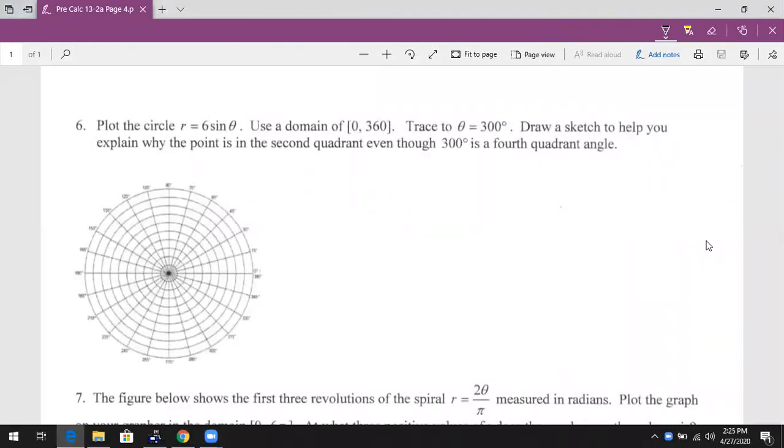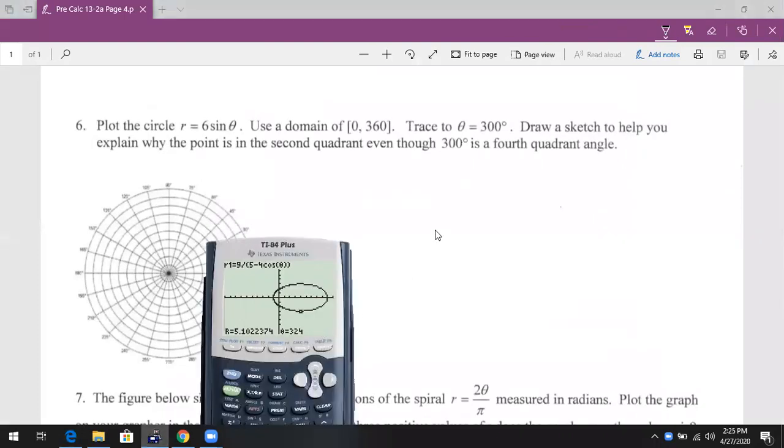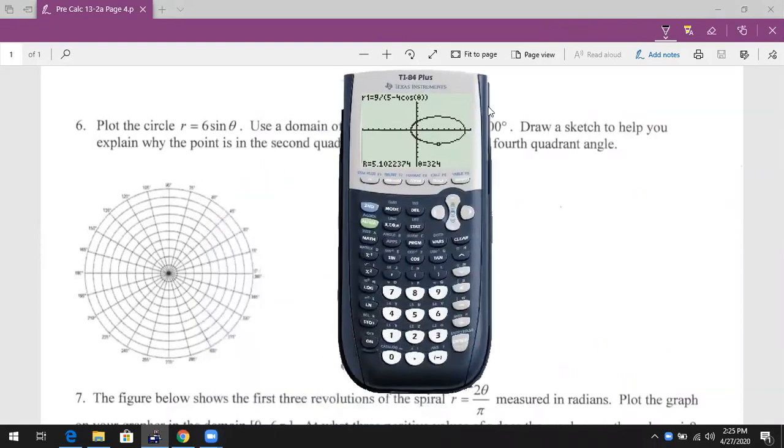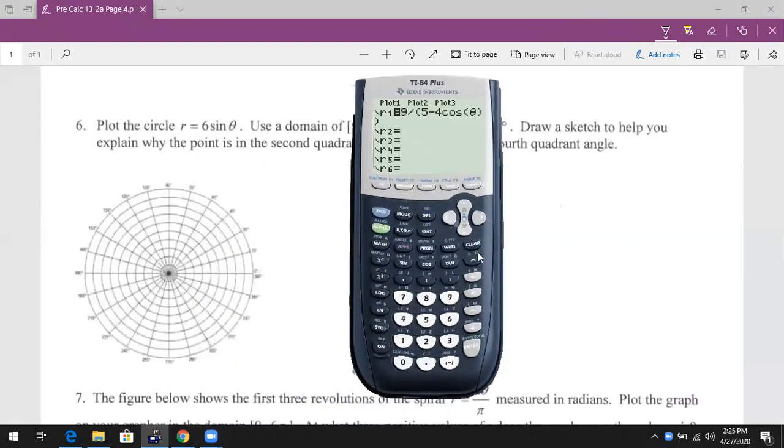6 says plot the circle r equals 6 sine theta. Use the domain 0 to 360. Trace, well, let's plot it first and then I'll read the rest of that. So if we clear out what's there and key in 6 sine theta, and I'm going to change my window just because it took so long to graph that other one. And we graph this.